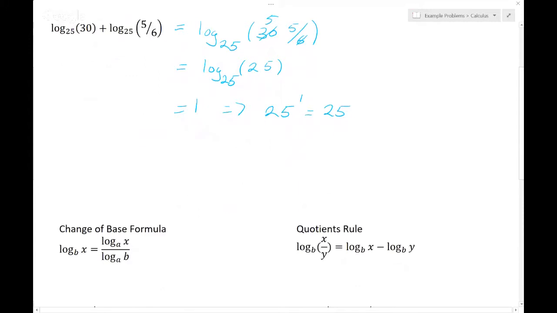And then another log rule that's really useful is the quotient rule, which is the opposite of the product rule. And that's just log b of x over y is equal to log b of x minus log b of y.